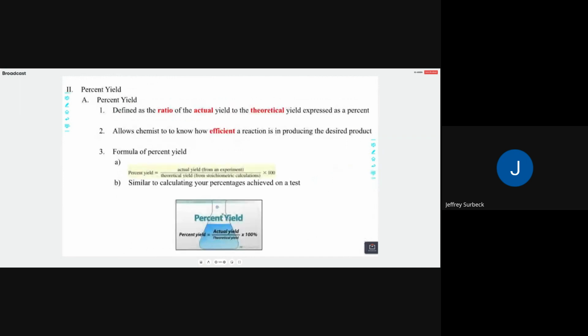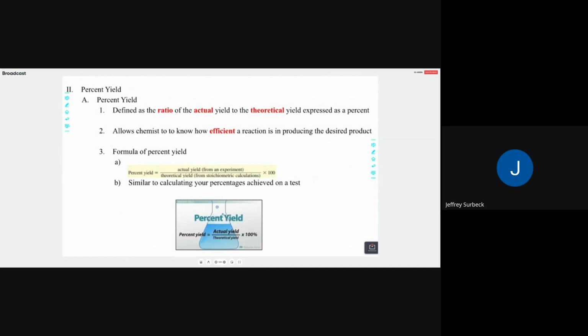How we tie these things together is our percent yield. Now, it's a percent, so we'll talk about that. It's kind of like your grade there, a percent. But you're going to take your actual yield, what you obtained during the experiment, divided by what you should have got, which is that theoretical yield. And because it's a percent, you're going to multiply it by 100.